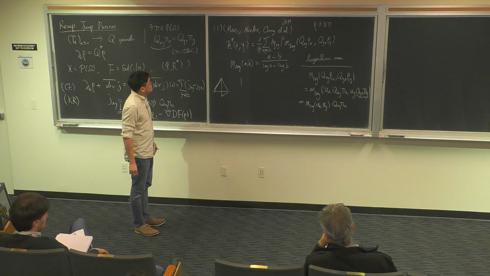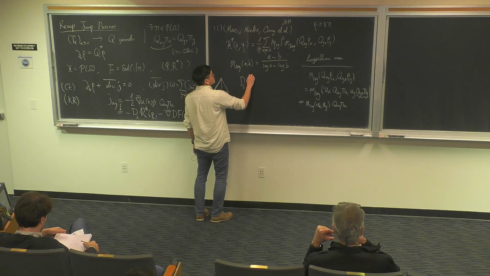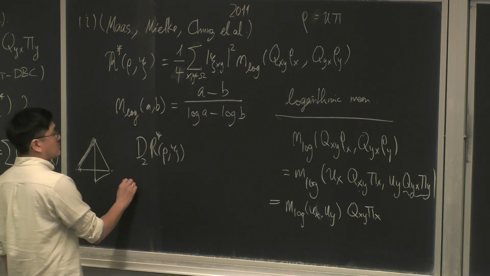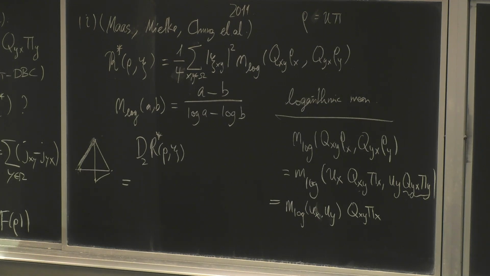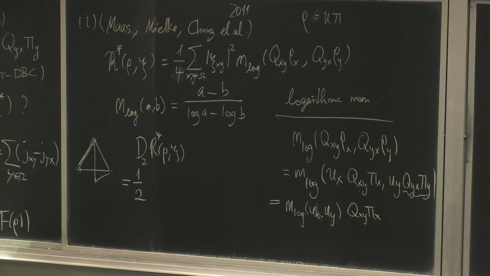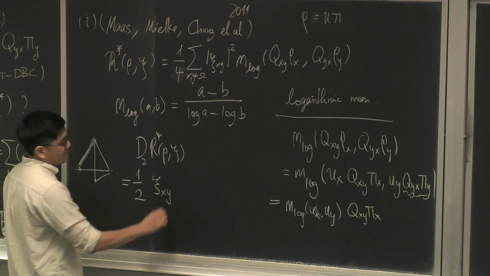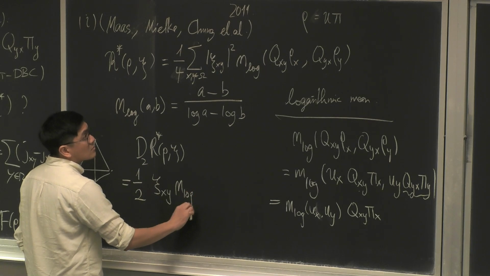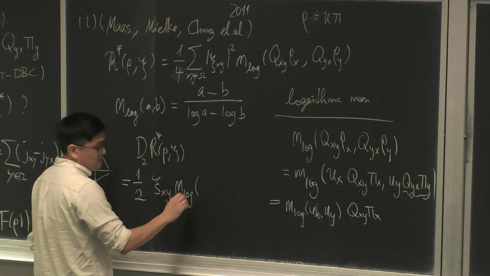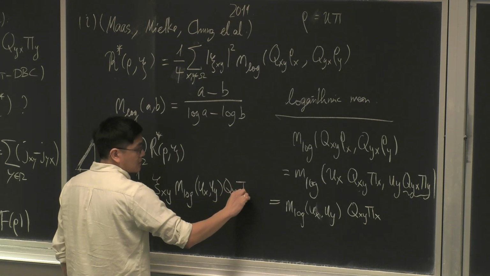All right, so now what we want to do is take the derivative, d2 of r star of rho and psi. And what do we end up with? Let me write here. We end up with 1/2 of psi xy times m log of that quantity. Let's take this one since it's already there. Q x y pi.